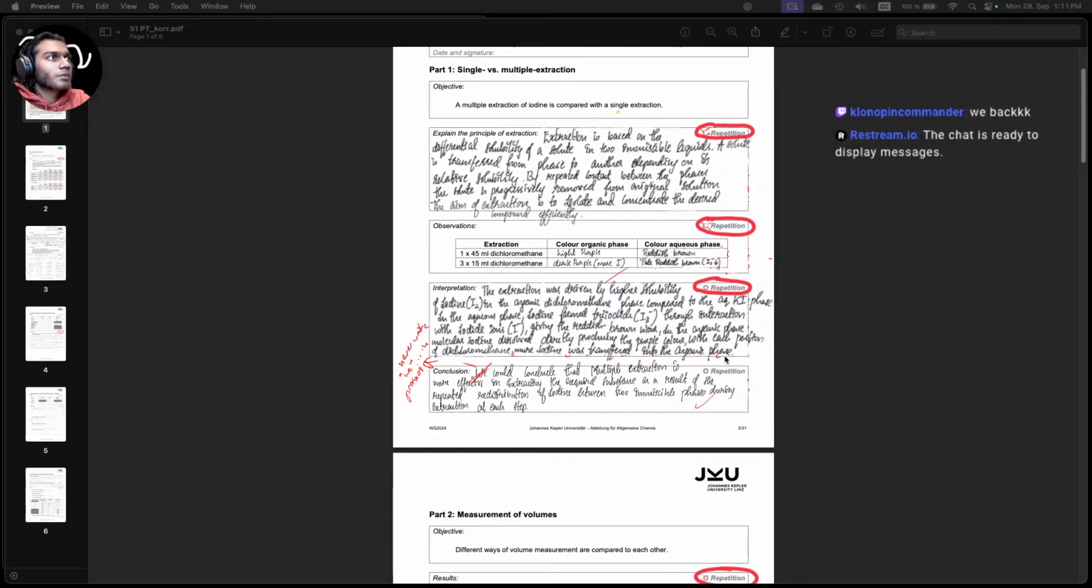The extraction was driven by higher solubility of iodine in the organic dichloromethane phase compared to the aqueous potassium iodide phase. In the aqueous phase, iodine formed triiodide through interaction with iodide ions, giving reddish brown color. In the organic phase, molecular iodine dissolved directly, producing the purple color. With each portion of dichloromethane, more iodine was transferred into the organic phase. Now, conclusion. We conclude that multiple extraction is more effective in extracting the required substance as a result of the repeated redistribution of iodine between two immiscible phases during extraction at each step.